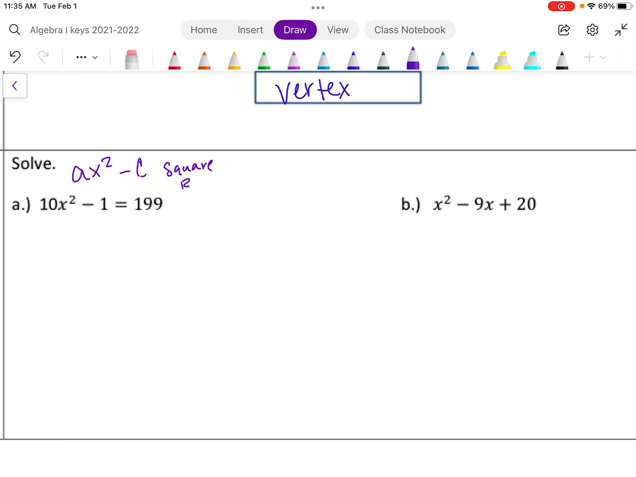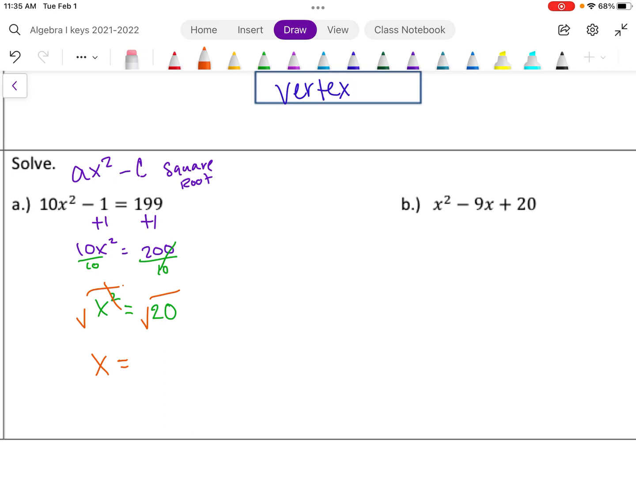Square root method, which means I'm just going to isolate x squared. So I'm going to add 1 to both sides. So I get 10x squared equals 200. Well, I'm going to divide by 10 on both sides. So I end up with x squared equals 200 divided by 10 is 20. So now that x squared is isolated, I can take the square root of both sides. Well, the square root of x squared is always x. That's why this method works.